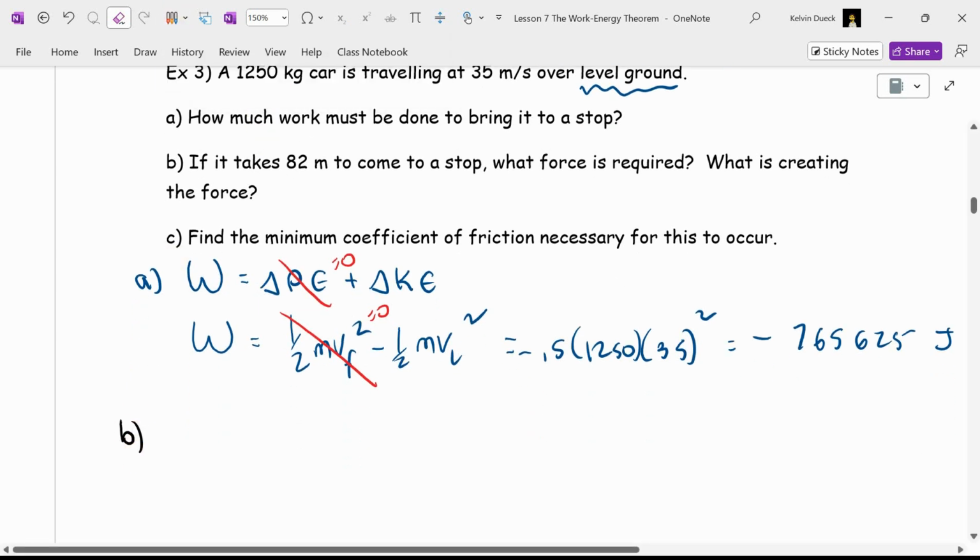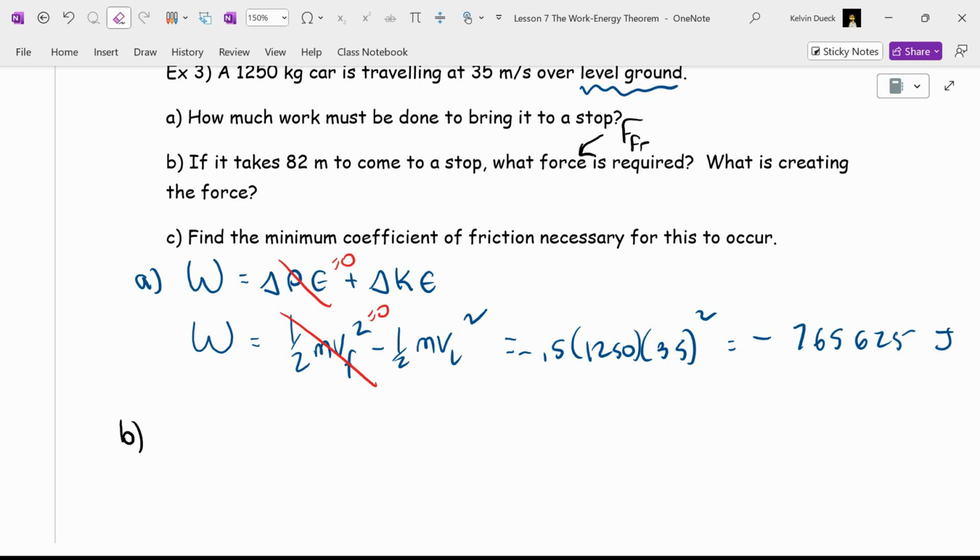B. Emily, what's B want me to find? Which force are we actually finding? You know what I think we're finding here? Friction. Now, I might be tempted to say friction is mu times the normal force. Did they give me a mu, a coefficient of friction? No. What did they give me in part B? What's that 82? What did I find in part A as a concept?